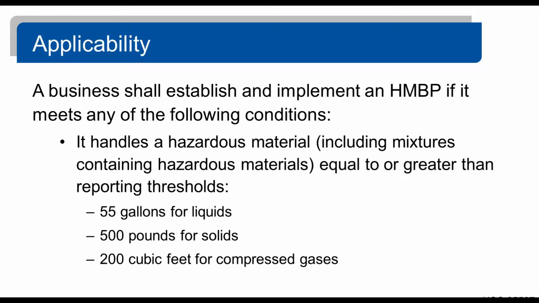So a business is required to establish and implement an HMBP if it meets the following conditions. It handles a hazardous material, including mixtures containing hazardous materials, equal to or greater than the reporting thresholds. And those reporting thresholds for liquids are 55 gallons, 500 pounds for solids, and 200 cubic feet for compressed gases. Keeping in mind that there are some additional reporting thresholds for acutely hazardous materials, which would be found in the federal tables. But generally, up and down the state of California, the thresholds for reporting are 55 gallons for liquids, 500 pounds for solids, and 200 cubic feet for compressed gases.